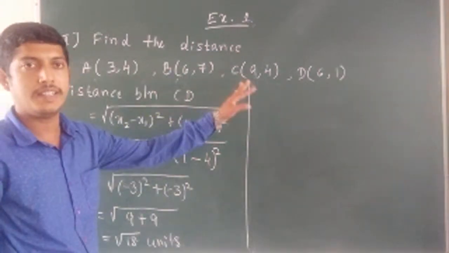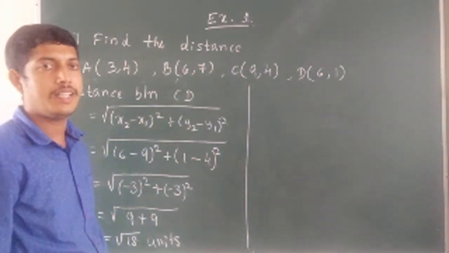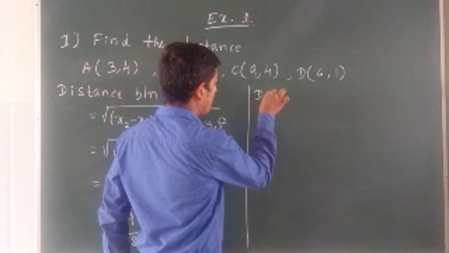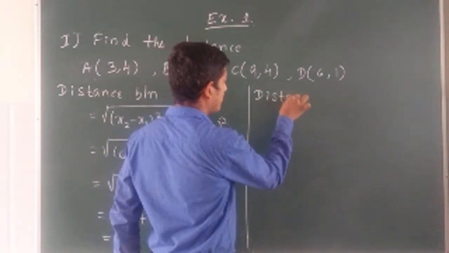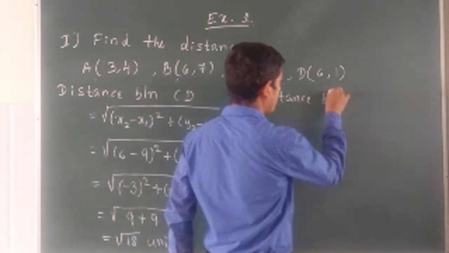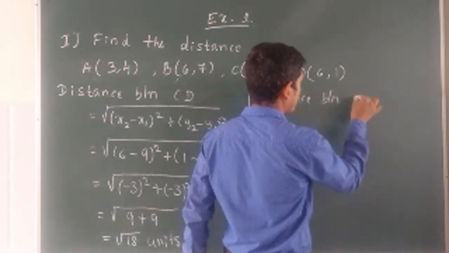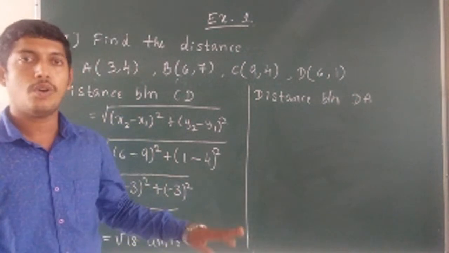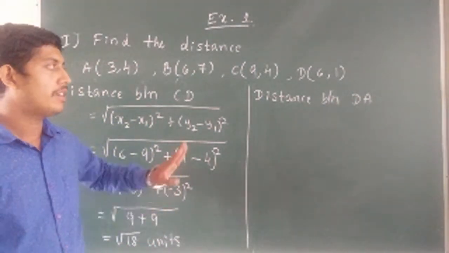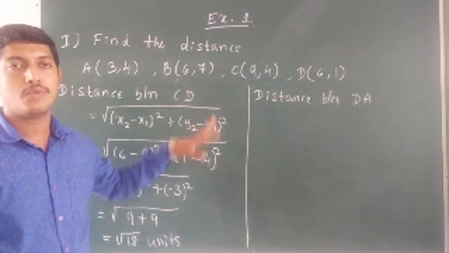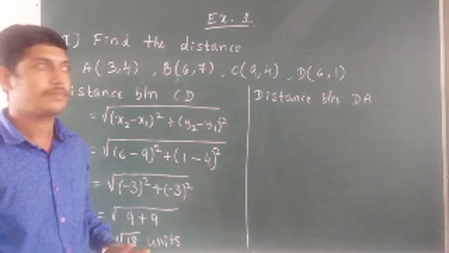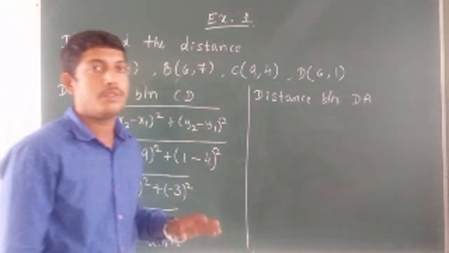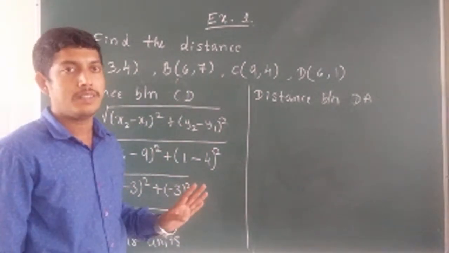AB, BC and CD were done. Now the next pair is DA, the distance between D and A. If you consider DA or AD, it will give the same answer. Only the negative sign will differ, but when we square that, it will give the same answer. But you have to mark the points correctly.